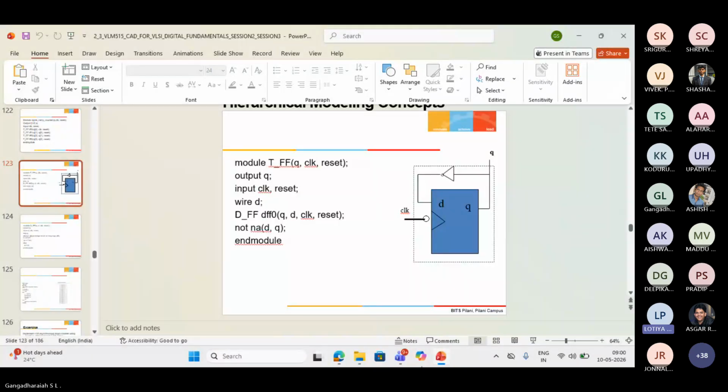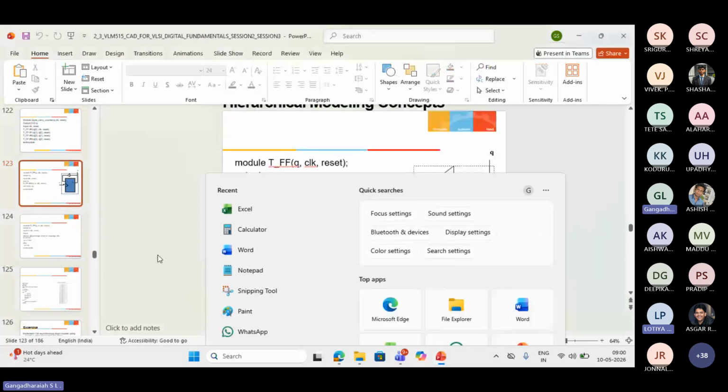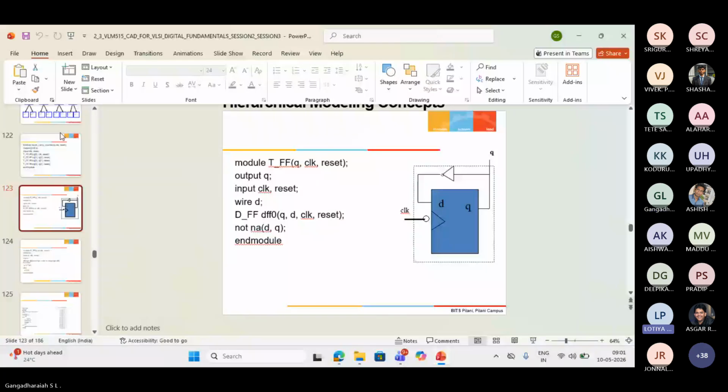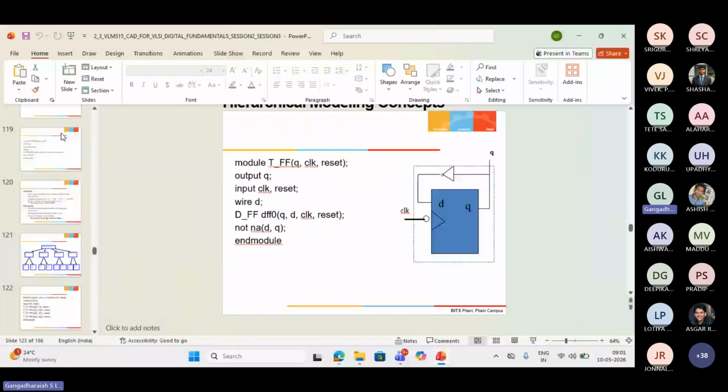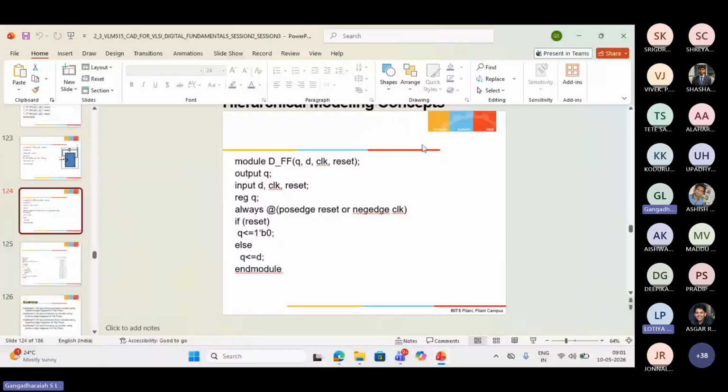Sir, I have one doubt. After always, is it required to define the condition, positive edge or negative edge? Which example are you talking about? The previous one? Yes. One minute. Is it this one here? Yes, this one, always at posedge. Yes, this is mandatory.